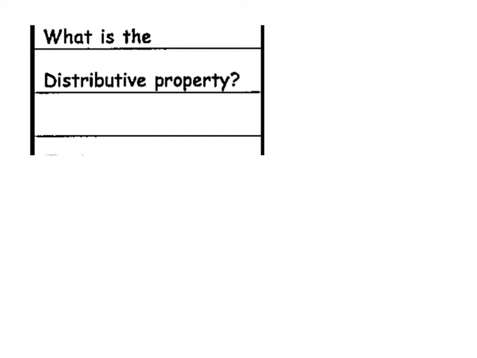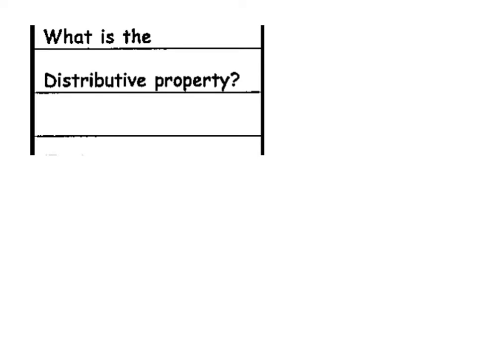So anybody want to give me their, what do you think? Yeah. You distribute a number outside the parentheses to the numbers inside the parentheses. That's perfect. So distribute is another way of saying pass out, or make sure that the number on the outside goes and gets multiplied by the numbers on the inside.